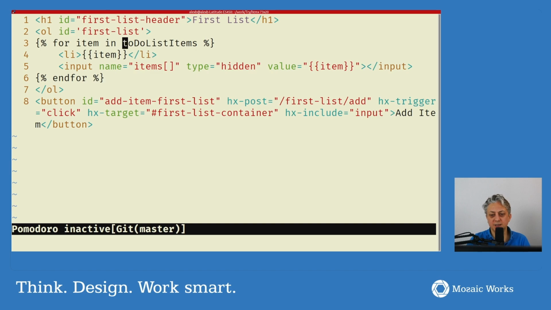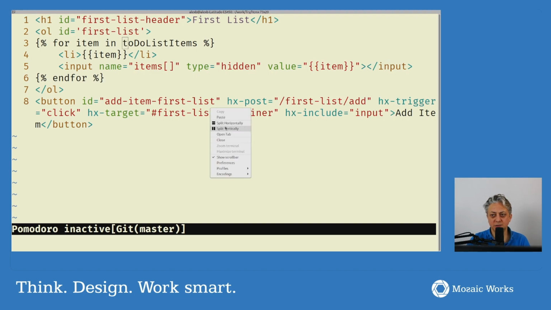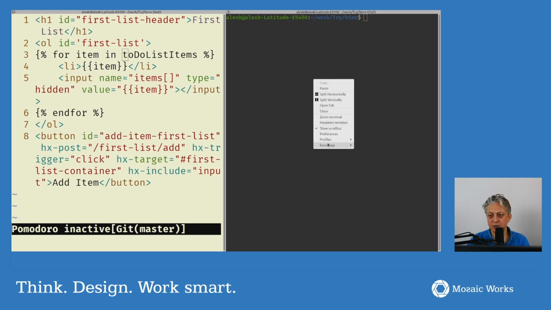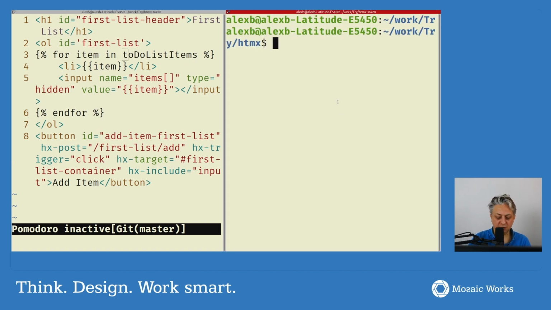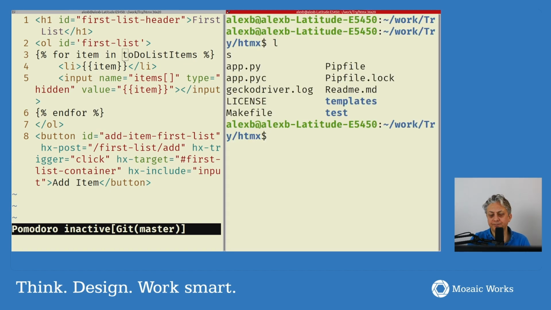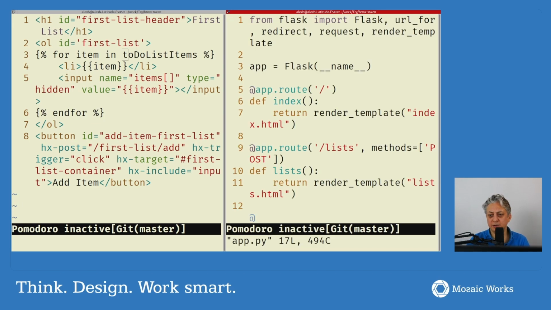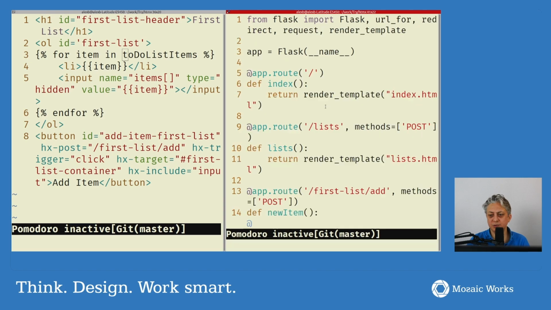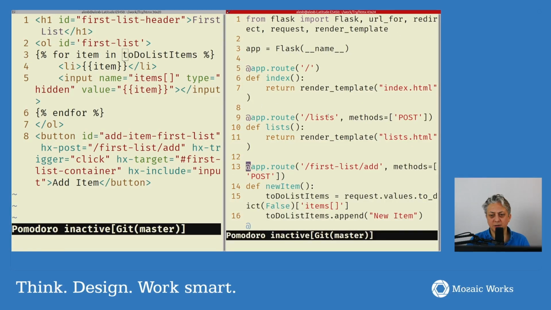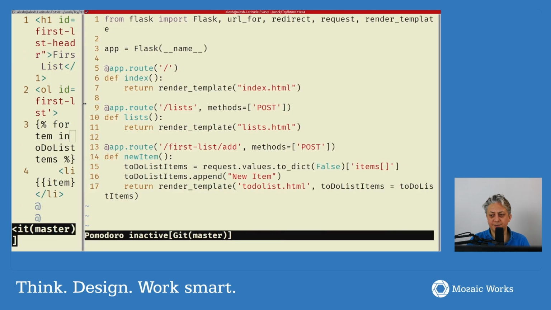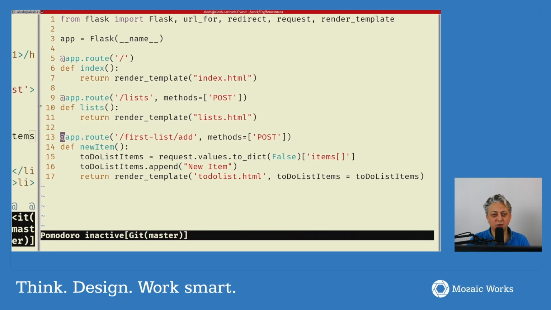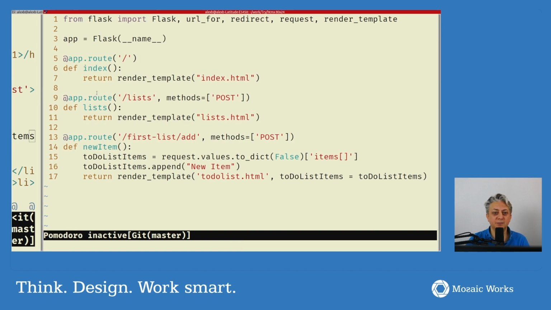So let's quickly see how this looks. Oh, sorry. Let me switch to this profile. app.py. All right, let's make this a bit smaller. Let's make this like this. So you see now our code on the server side becomes quite simple.